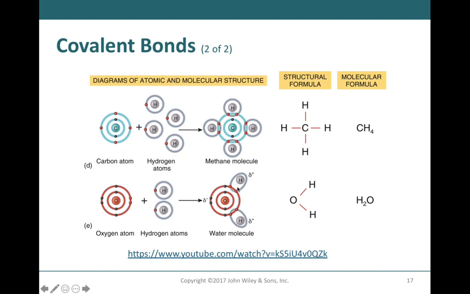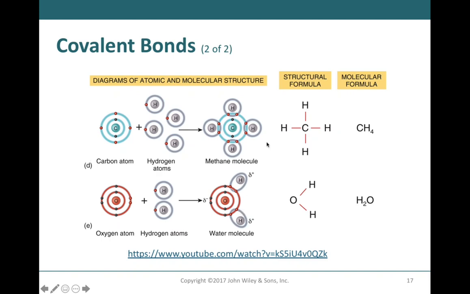And you can count the octet of each of these for their first and second shells. The octet will be met based on the first or second shell. So again, just as a reminder, the first electron shell can have up to 2 electrons. The second electron shell can have up to 8.